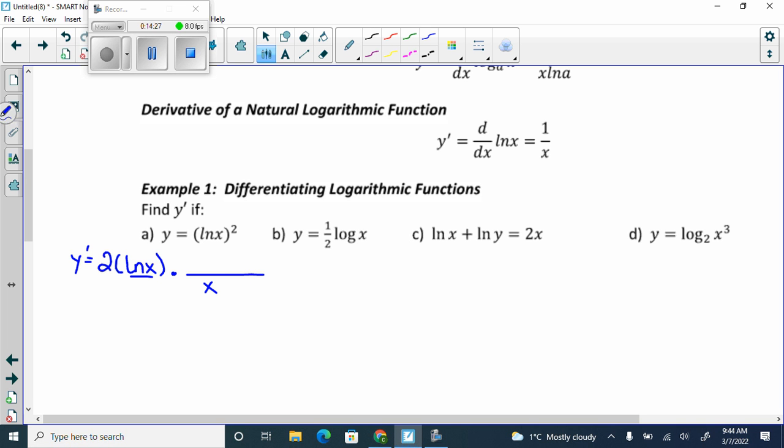And then I multiply by ln of the base. What's the base? E. So I write what's beside the ln here, and the derivative of it up here. Oh my gosh, this is sounding way more confusing than it is. What's the derivative of x? 1. That's it. So it's 2 ln x over x.